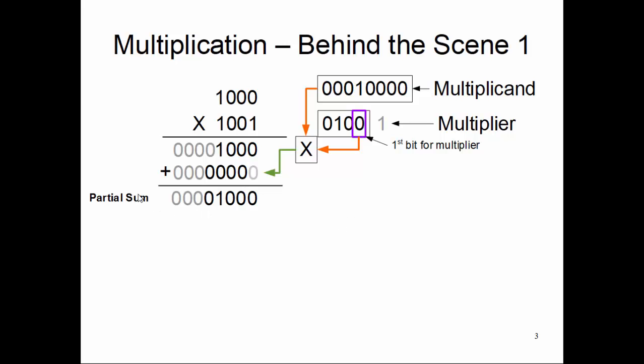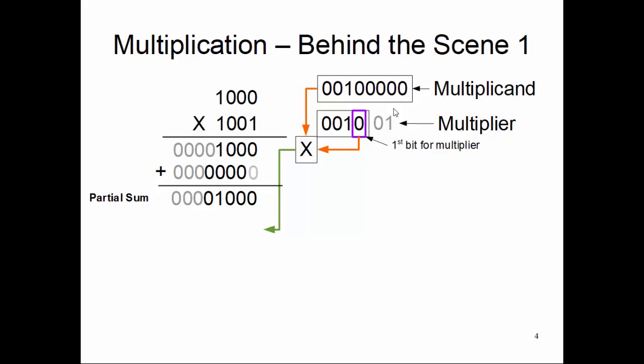Now we are doing a partial sum. What we don't do in the paper-pencil method, we delay our summation till the end, till we compute all the rows, and then we sum it up. In the electronic method, we sum at each step. Whenever two parts of the product are available, we add them, and that becomes a partial sum or partial multiplication result. So we add them, and my addition result becomes this. Then we right shift the multiplier by 1 again, and left shift the multiplicand by 1 again.